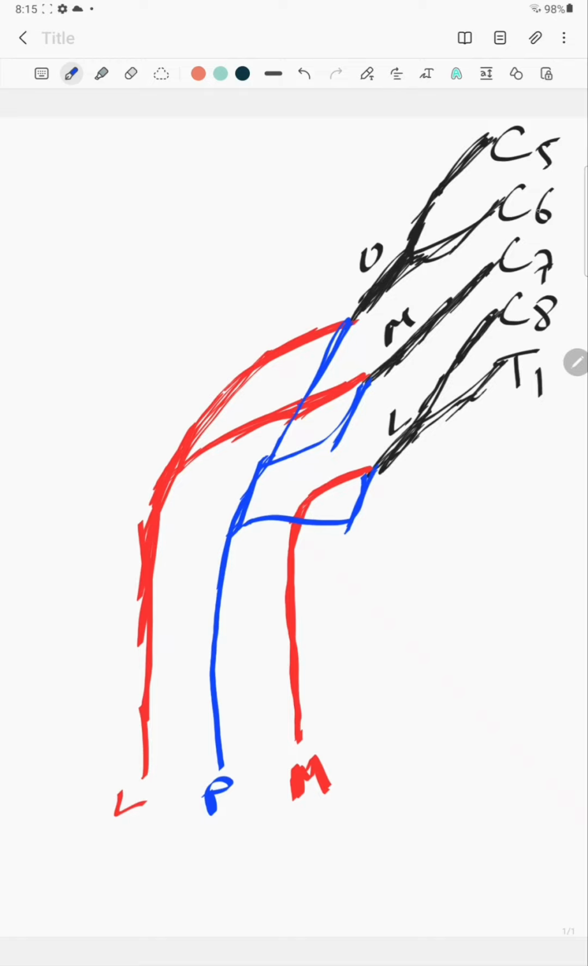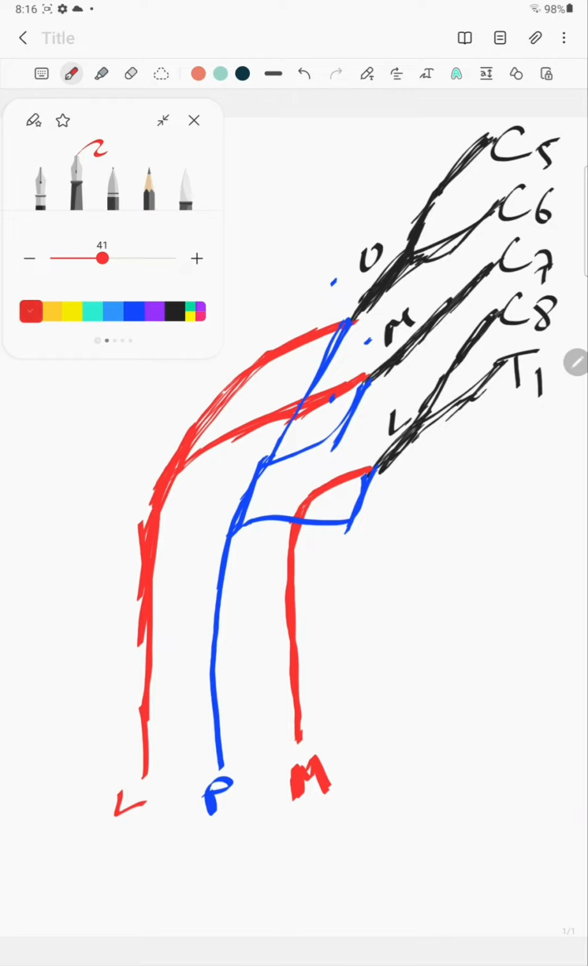So these are the roots: C5, C6, C7, C8 and T1. C5 and C6 root unite and they form upper trunk. C7 continues as the middle trunk. C8 and T1 unite and form the lower trunk. Now how is the lateral cord formed? So lateral cord is formed by anterior division of the upper and middle trunk. Okay, anterior division of the upper and the middle trunk. Medial cord is formed by the anterior division of the lower trunk only, whereas the posterior cord is formed by the posterior division of all three, upper, middle and lower trunk. This is how the brachial plexus is formed.